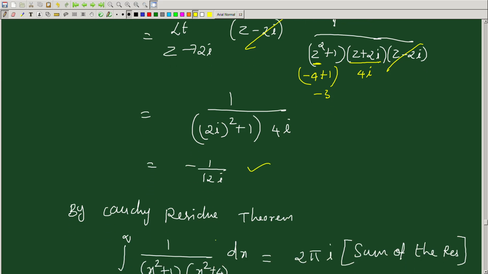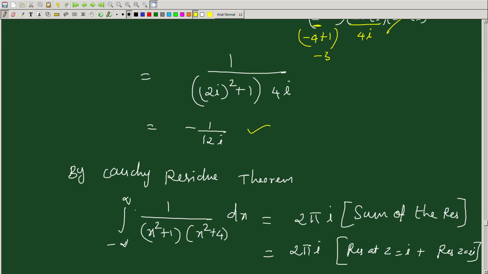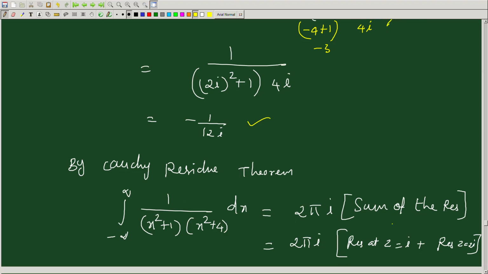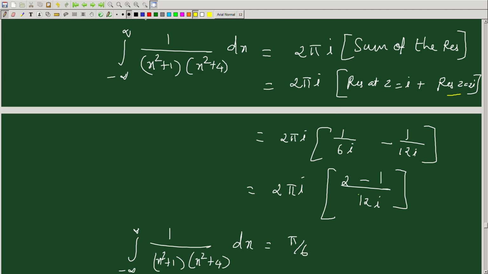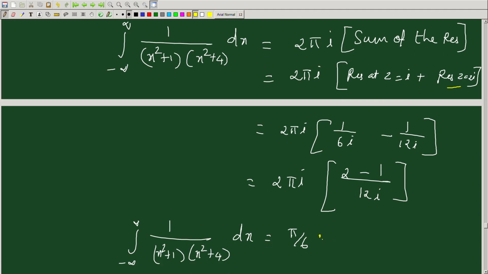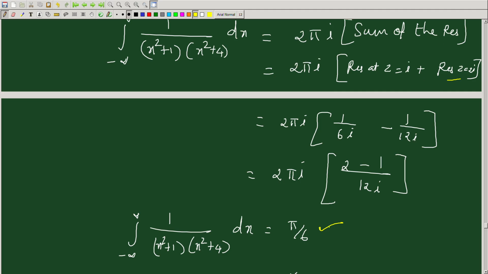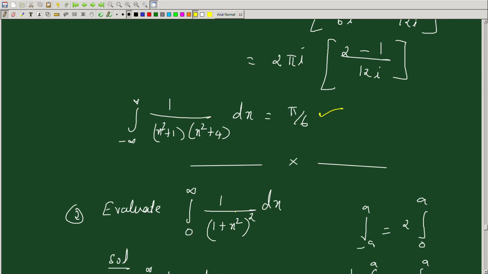By Cauchy's residue theorem, the given integral from minus infinity to infinity is 2 pi i into the sum of the residues. The first residue is 1 by 6i, the second residue is minus 1 by 12i. Simplifying this, you are getting pi by 6 as the answer, right? So this is residue calculation, semicircle contour. The same way we'll go for the next problem.